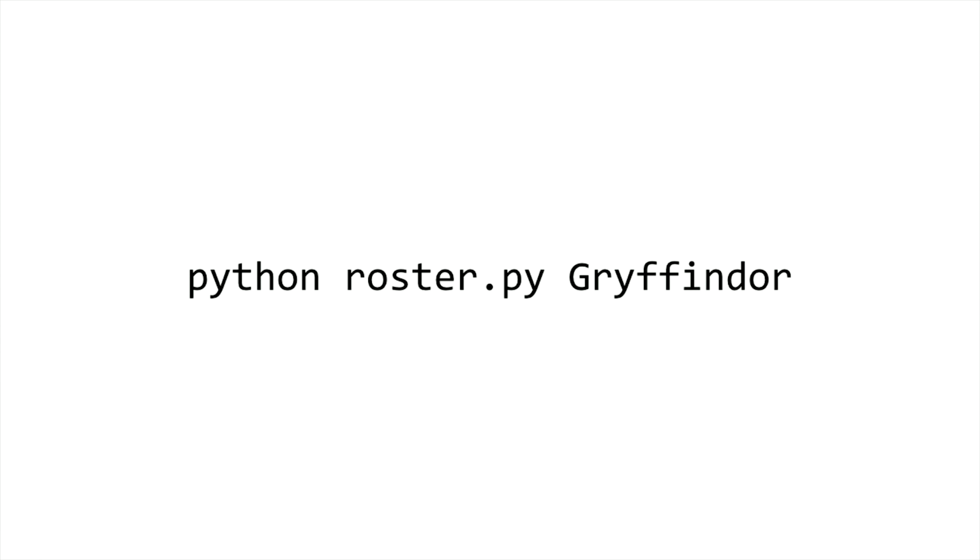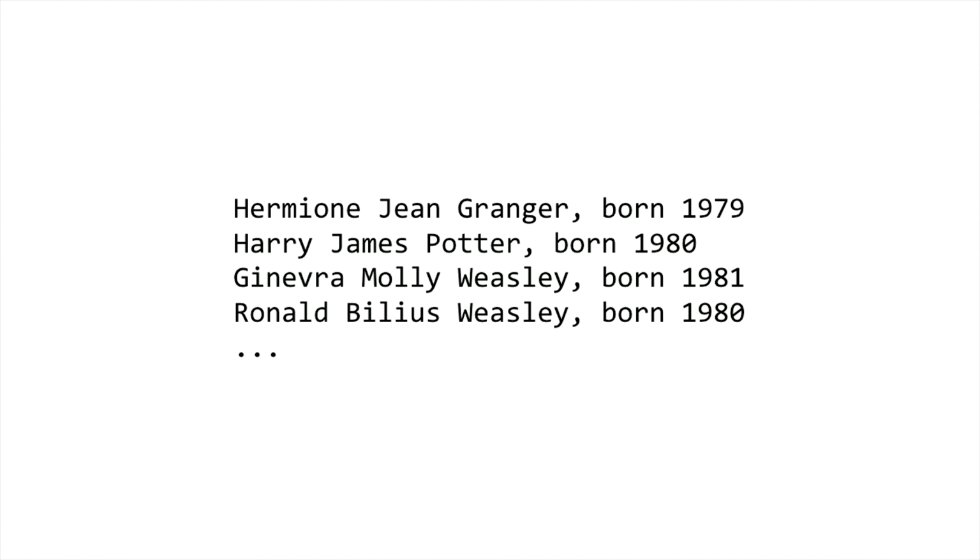After you've imported all of the data, the next step is to write roster.py, which is going to be a Python script that gets the student roster for any particular Hogwarts house based on the database that you've just created. You'll run this script by running python roster.py followed by the name of the house, for example, Gryffindor. And when you run this, the output should be a list of all of the students in that house based on the data inside of your database, along with their birth year. And so here, for example, is a sample of what that roster might look like for Gryffindor.